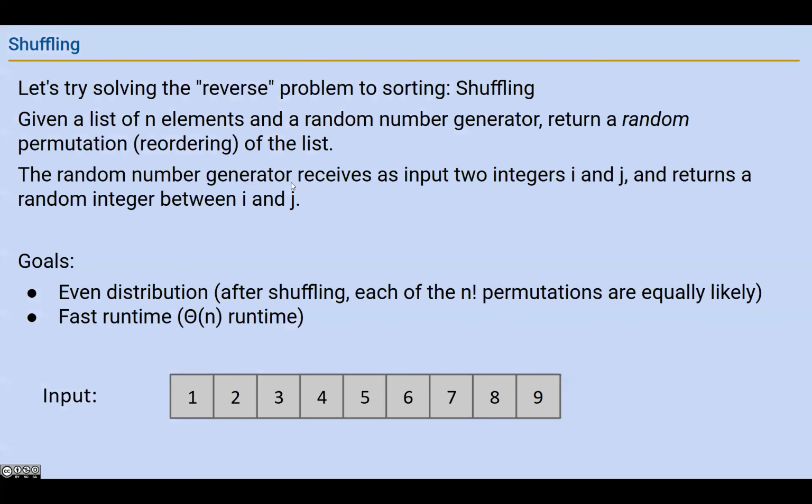So anyone have any other strategies? You just randomly swap elements of the array. Randomly swap elements? Yeah, we could do that. Pick a random location, pick another random location, swap the two. On average, how many times do you think you need to do that in order to fully shuffle the array?